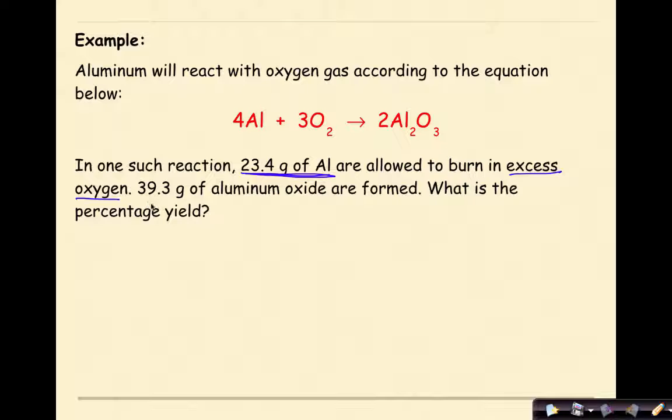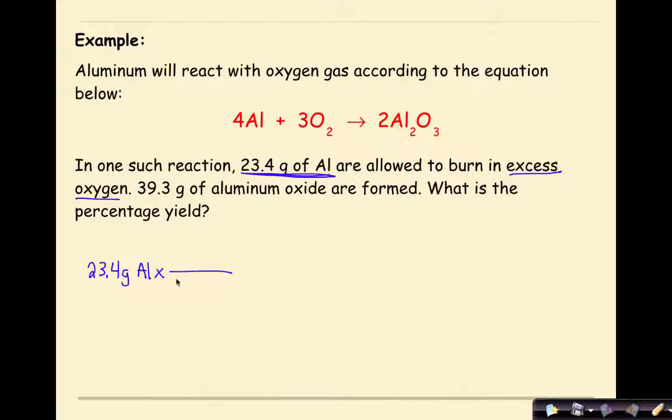They also tell us our actual yield because the problem states 39.3 grams of aluminum oxide are formed. So we're going to come back to this. What we need is a theoretical yield of aluminum oxide based on this mass of aluminum that we're starting with. So we're going to start with the mass of the aluminum and convert it, of course, to moles. So 23.4 grams of aluminum, multiplication sign and a line.